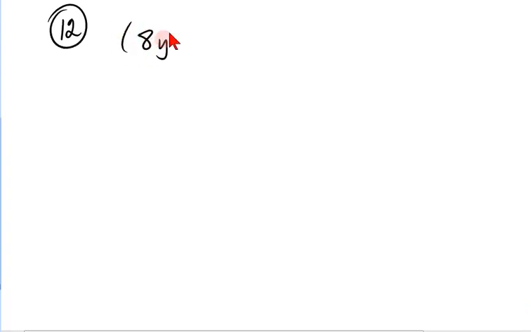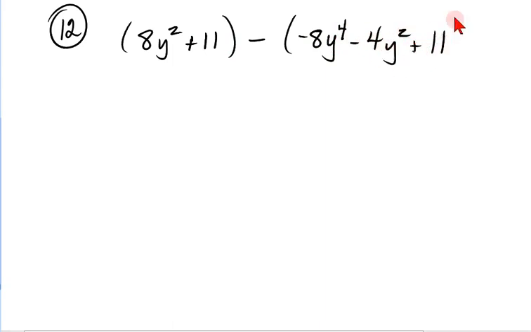I have 8y squared plus 11 minus, parentheses, -8y to the 4th minus 4y squared plus 11. Yes, sir. Everything changes after the negative sign, after the subtraction. It's just like you distributed a -1. But what I'm going to do is say, okay, we can ignore this, make it be a plus, if I change that sign, and that sign. Okay, so now I can ignore my parentheses, and let's see.